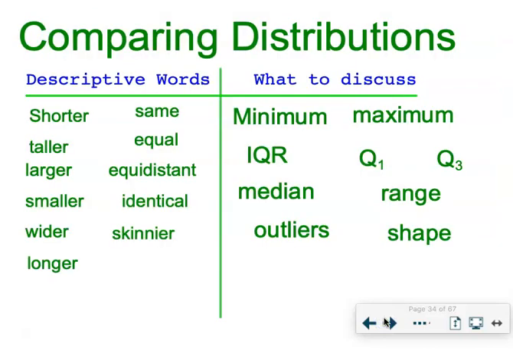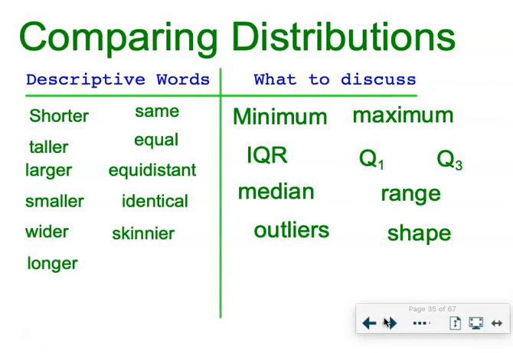So you can write some of these words down. You have the same table in your notes, but different words you can use when you're trying to compare the different parts or aspects of the box plots you're looking at. So using words like shorter or the same, taller or equal, smaller, identical, wider.